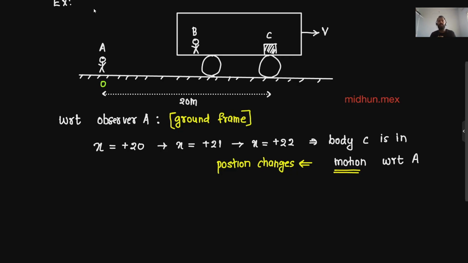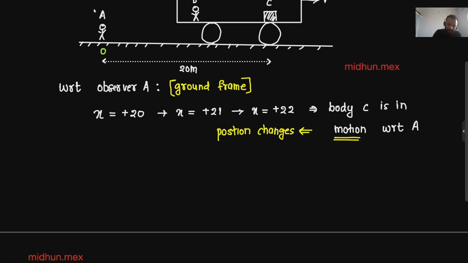So I am repeating, there are two observers, A and B. I ignored B. I think I am A. Then with respect to observer A, where is A standing? Ground. Then you say I am doing the problem with respect to ground, frame of reference of ground. Then I see the position of C. It is continuously changing, 20 to 21, 21 to 22, 22 to 23. Therefore position changes. Then you call it by what name? Motion. I'll say body C is in motion. This is what happened. Now let us do this problem with respect to B.